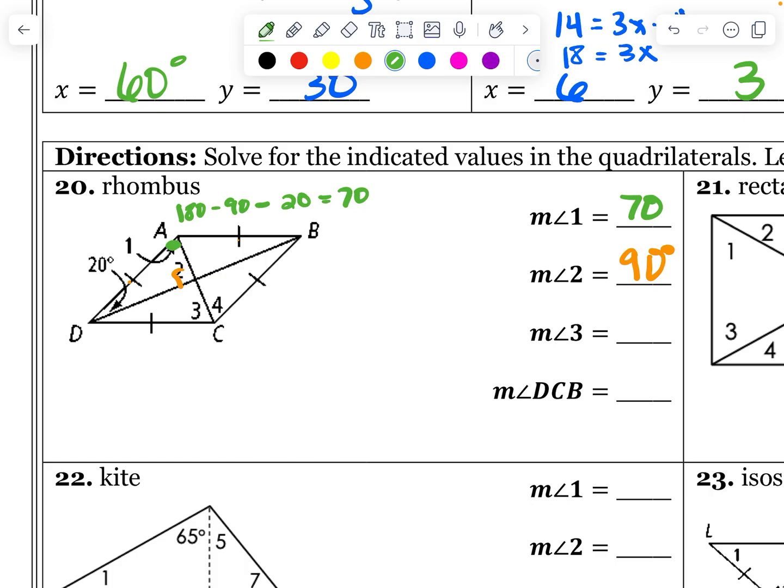And then I know in a rhombus, these two are equal to these two. So that means angle 3 is also 70. And it's asking for DCB. DCB is this whole spiel. So that is 70 times 2, or 140.